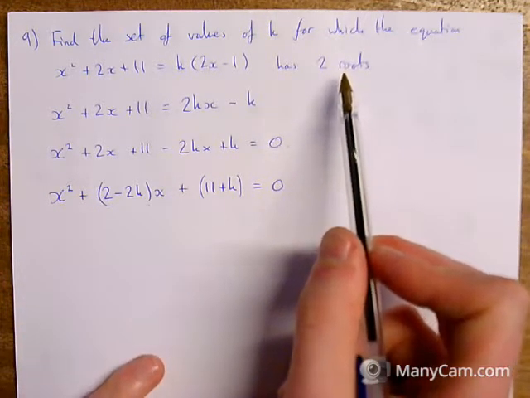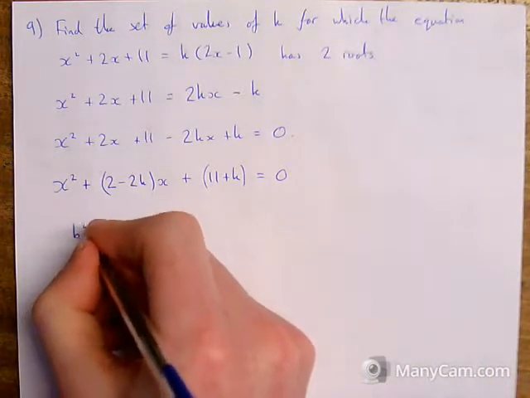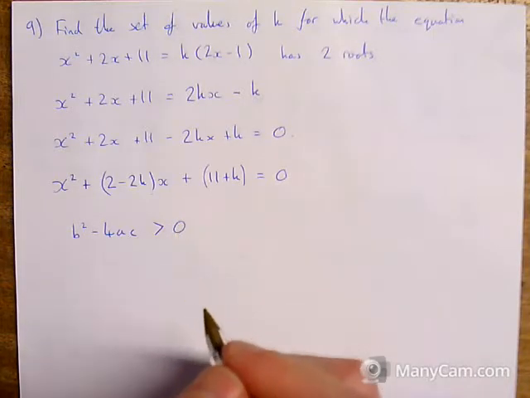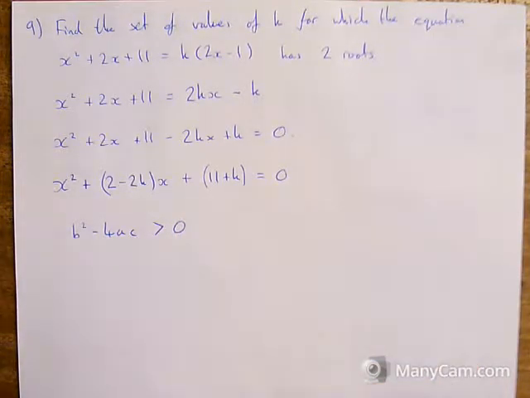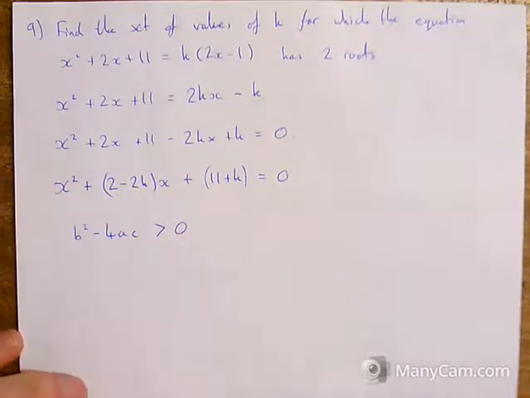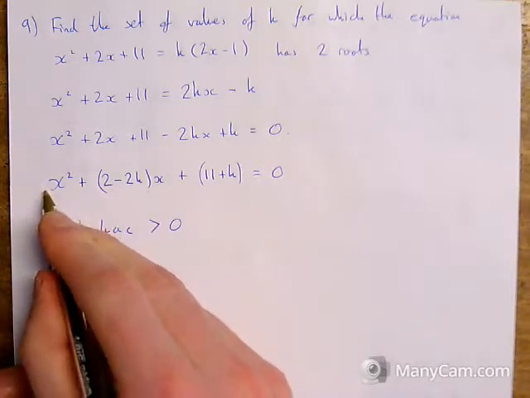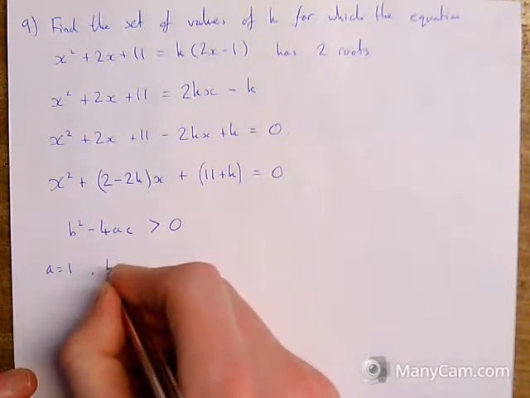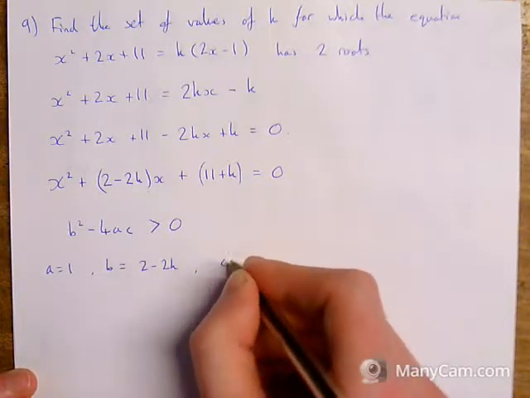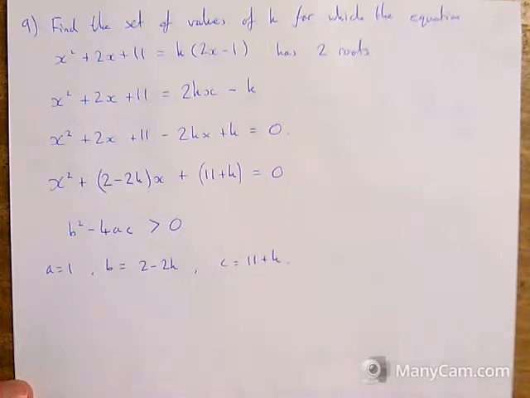Now if we look back at the original question, we want to know when it's got two roots. When a quadratic has two roots, we need to look at b squared minus 4ac, the discriminant, being greater than 0. So I need to look at what a, b and c are, set it to be greater than 0, and then work out solving that inequality. So a is 1, my coefficient of x squared, b is the coefficient of x, so b is 2 minus 2k, and c is my constant term, so that's 11 plus k.